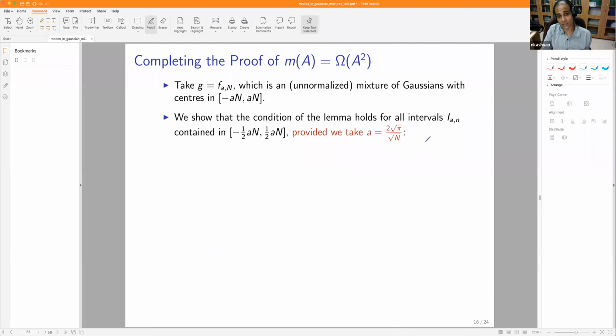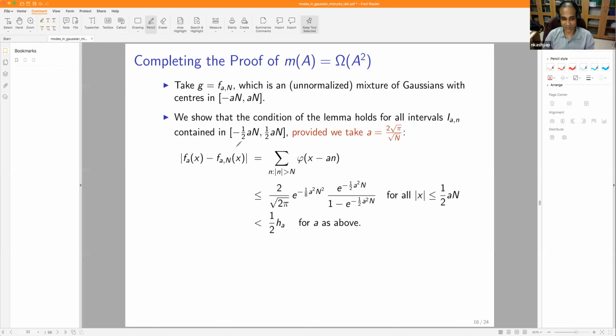And all we do is show that the condition of the previous lemma holds for all the intervals, where the original mixture of Gaussians has centers in -an to an. We're looking to show that this fan is only a small perturbation of the function fa, as long as you're looking at perturbations far enough away from the edges of this interval from -an to an. So let's say deep in the interior, -half an to an. You see that this fan function is only going to be a small perturbation of the fa function.